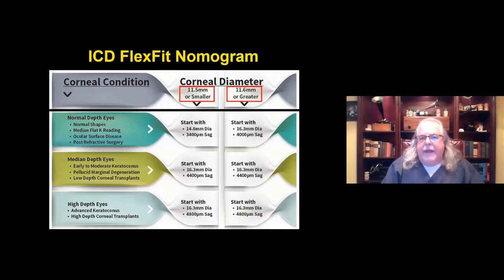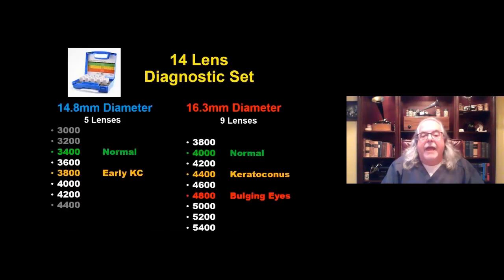They have not had any other type of pathology other than surface disease. They are not keratoconic, post corneal transplant, pellucid. They are a relatively normal sag. And in that situation, if we're going to use the 14.8 diameter, we would select the sagittal depth of 3,400 for the 14.8, and for the 16.3, the depth would be 4,000 microns.